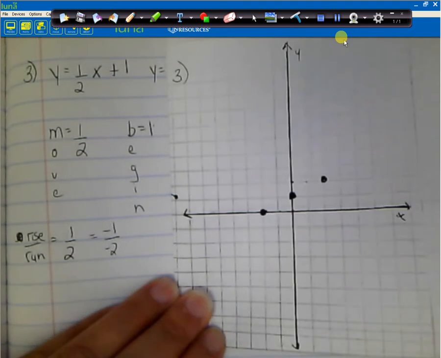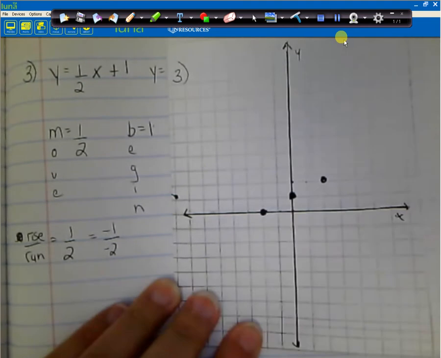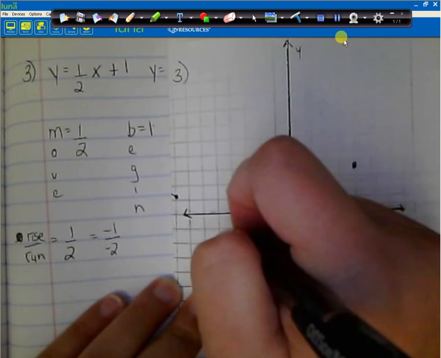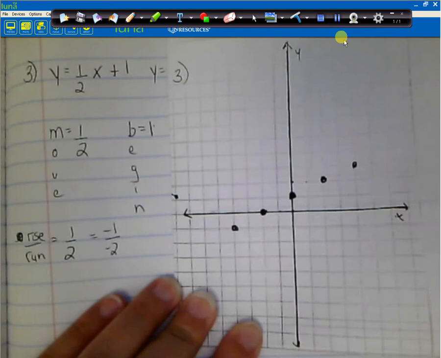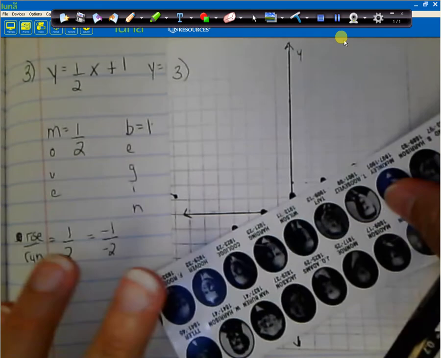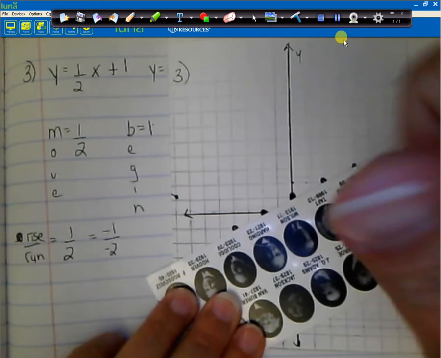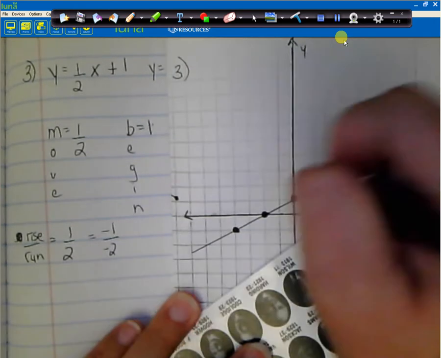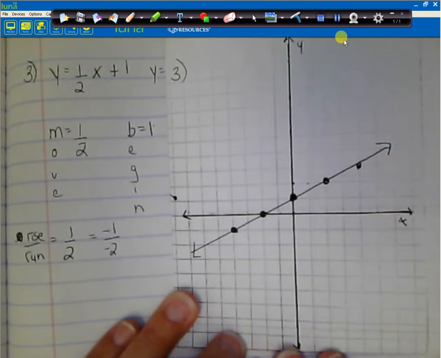So again, once you have at least 3 points, you could keep going, and you could go up 1 and over 2 again, or you could go down 1 and left 2 again to get a couple more points to make your line a little bit more accurate. Then you're going to draw your line going through those points. And again, please make sure you have your arrows at both ends of that line.